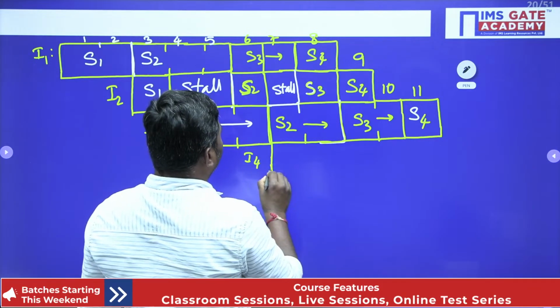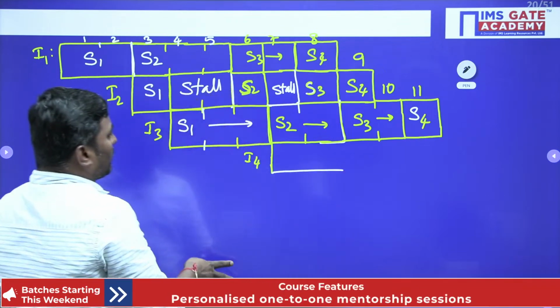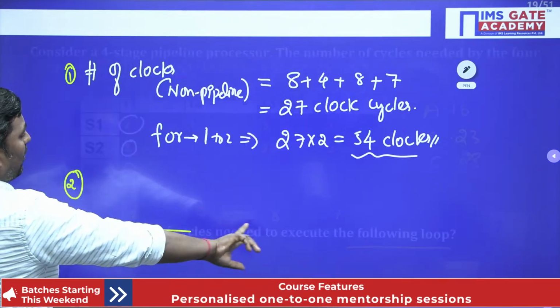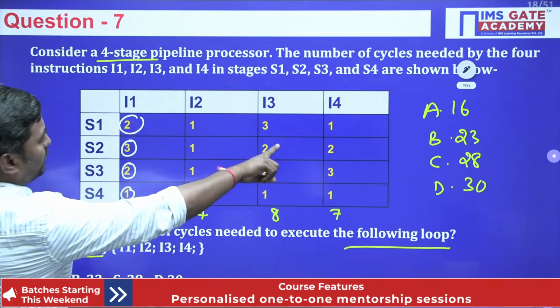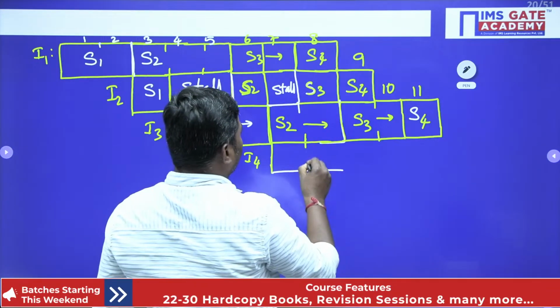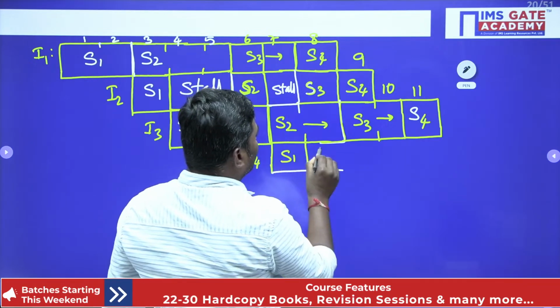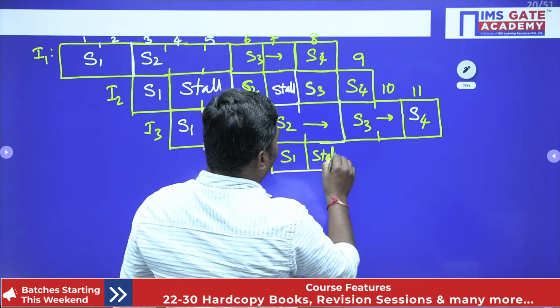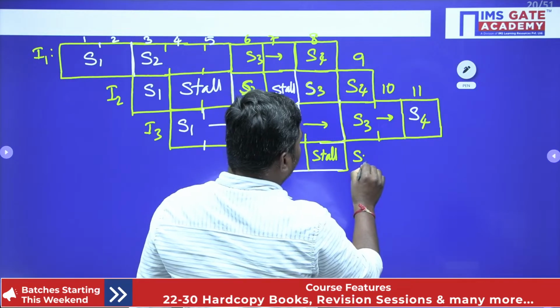You deploy here at the end of this one. So how many clock cycles does I4 require? I4 requires stage 1 only, 1 clock cycle, and it will complete here. So S1 work will be over. But S2 you cannot use because it is already busy. 1 stall. S2 can be given here.